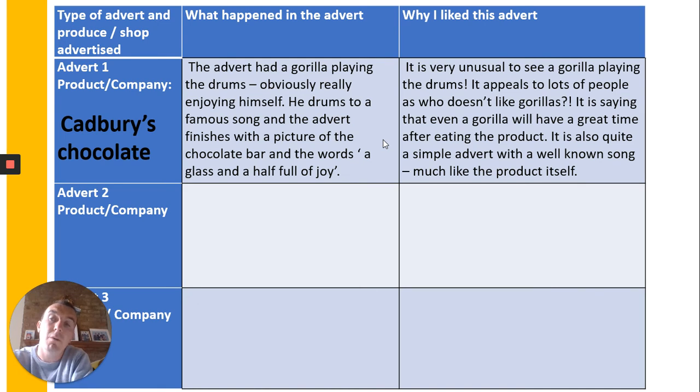So your task is to go away and try and find three adverts and summarise what happens in the advert, but more importantly, why you think it's effective, why you think, why is it good, why does that appeal to the target audience? Have a look on YouTube or just as you're watching the telly, find those three adverts, fill out this grid, and hopefully have some fun, because there's some really funny, great adverts out there.